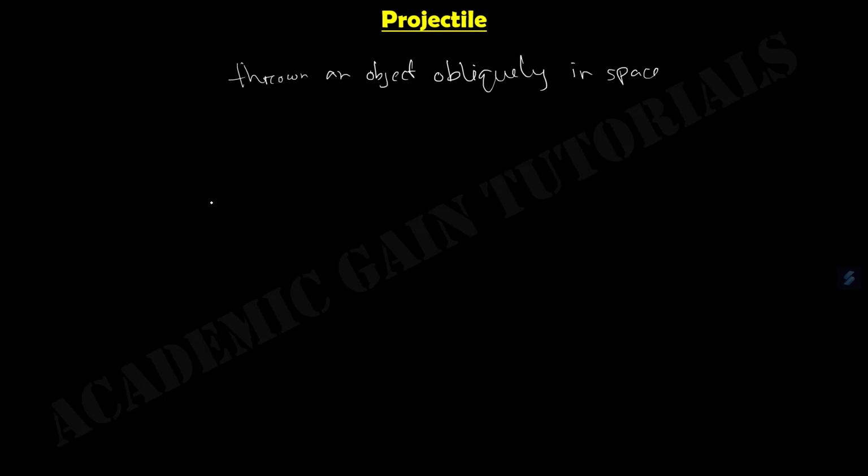So let us consider we throw a ball. So the ball will go like this. If you throw a ball in this way, the ball will go like this. So this kind of motion is known as projectile motion.